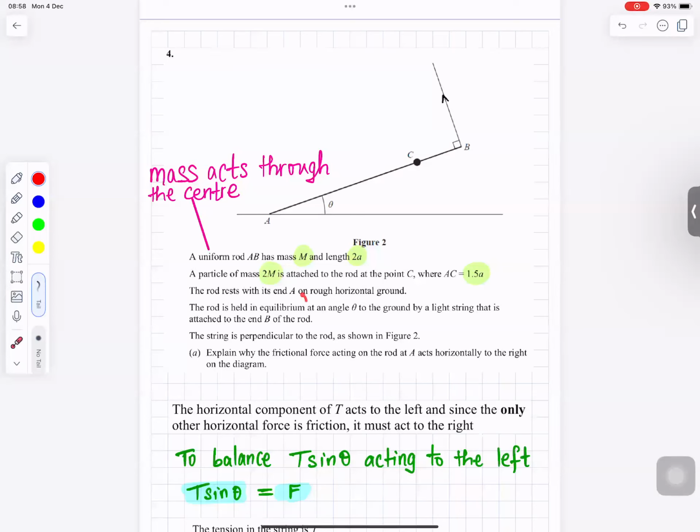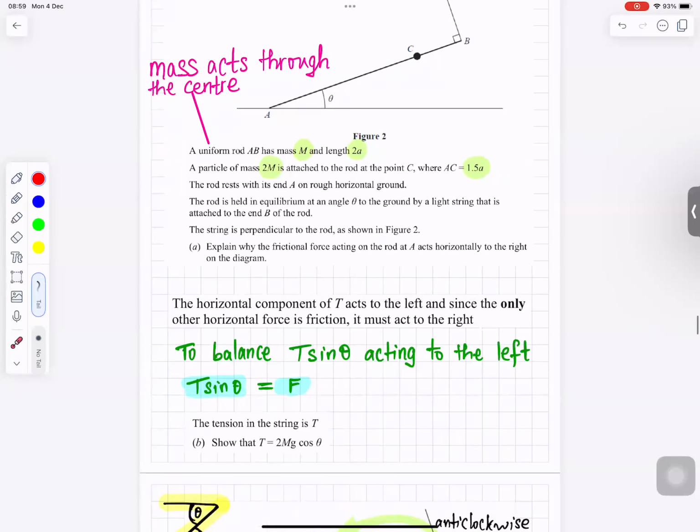The rod is held in equilibrium at an angle theta to the ground by a light string that is attached to the end B of the rod. The string is perpendicular to the rod as shown in figure 2. Explain why the frictional force acting on the rod at A acts horizontally to the right on the diagram. The horizontal component of T acts to the left. And since the only other horizontal force is friction, it must act to the right.